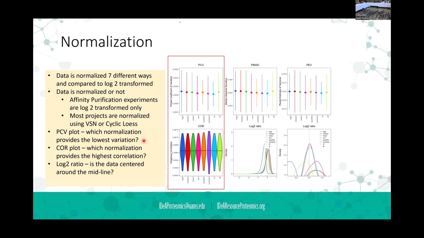When you have data that's really good, a lot of times these plots look really boring. And then the COR plot shows which normalization provides the highest correlation. And when we look over at these plots over here, we're seeing if the data is centered around that 0 point, okay? Is the data centered around the midline? That gives us an idea about that.